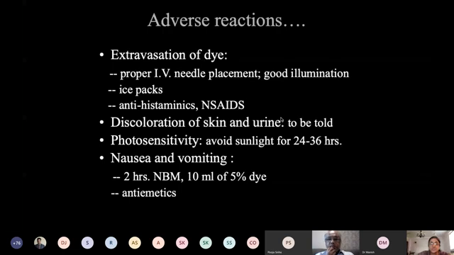You can also have nausea and vomiting secondary to the dye injection. So what we tell our patients is that you have to be nil oral for at least 2 hours before the FFA procedure. This is basically to avoid the feeling of nausea and vomiting when you're doing the procedure.